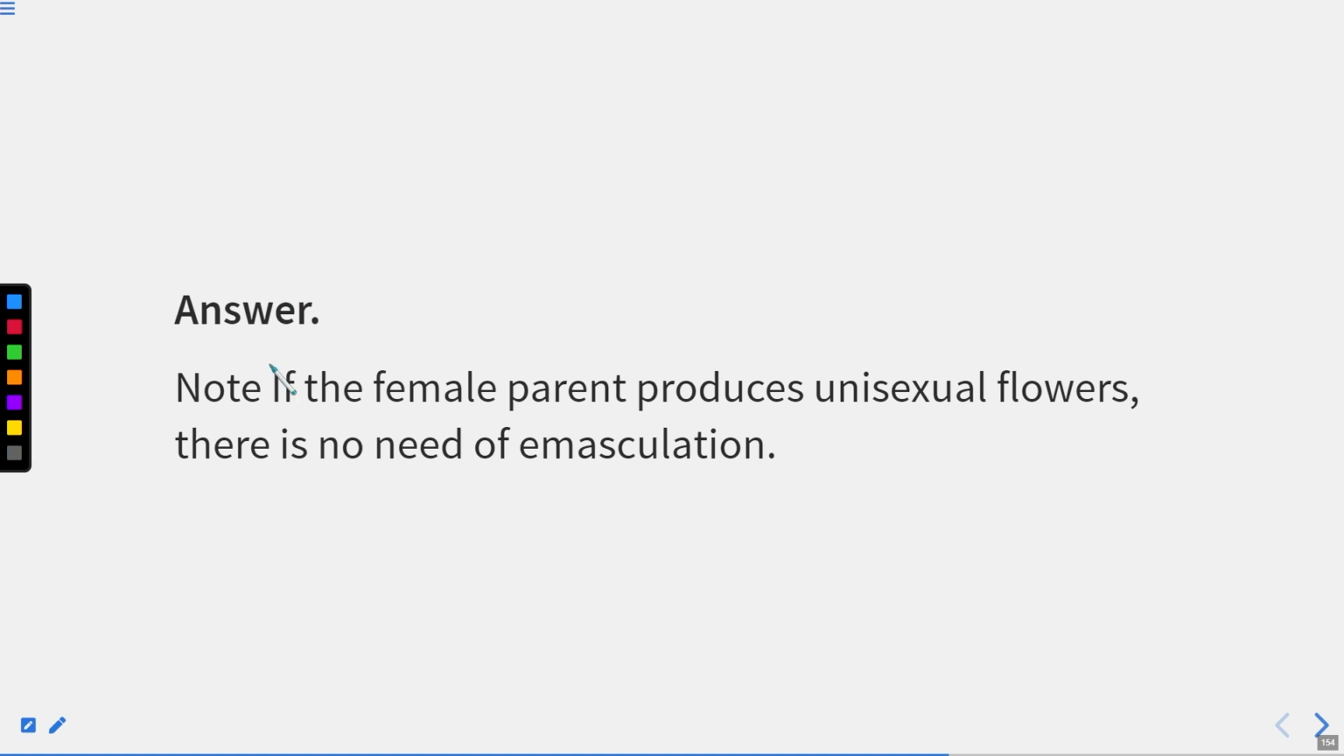Now, here is a note I've given. If the female parent produces unisexual flowers, there is no need of emasculation. Okay, if the female parent produces unisexual flowers only, means they have pistil only, there is no need of emasculation. There is no need to remove the anthers, because unisexual flowers consist of either the male or the female. But here, if the female parent is producing unisexual flowers, the female parent will produce the female flowers only. Okay, so there is no need of emasculation here.